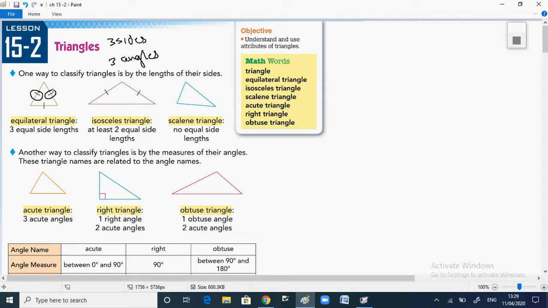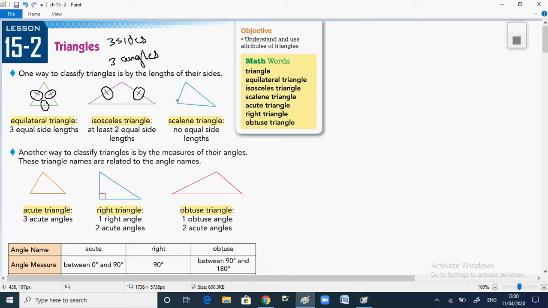This sign represents that all sides are equal, and it is called identical marks. So all sides here are equal because we have identical marks to represent that. So this is called an equilateral triangle. For an isosceles triangle, at least two sides are equal and the rest is not the same. Maybe it's greater, maybe it's smaller. So again, equilateral: 3 sides must be equal; isosceles: 2 sides must be equal.